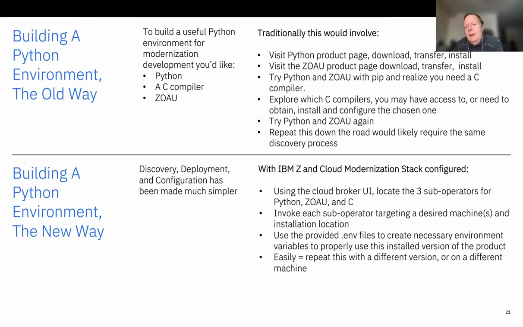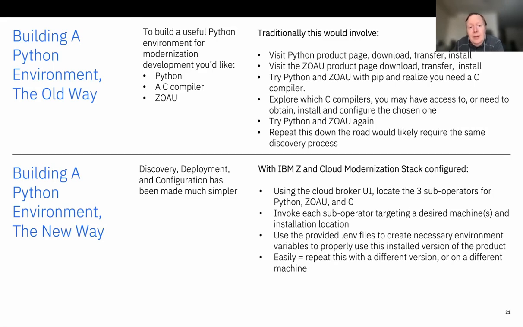So now you've got Python and ZOAU, and then you realize that when you try to install ZOAU using pip, you need to C compile it. So now you need to figure out how to get a C compiler installed. That typically requires system programmers and things of that nature. And then finally, you get to a point where you've got a working Python and ZOAU, which is great. And then if you need to do that again, you potentially have to go through all of those steps again on another machine. That's really, really painful.